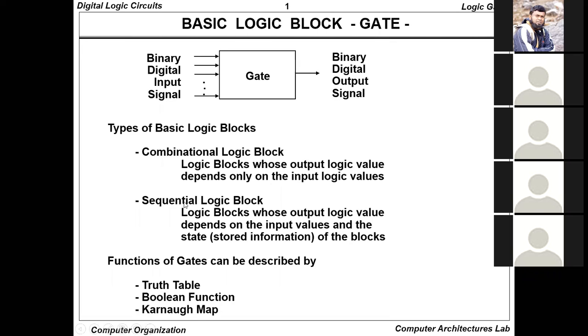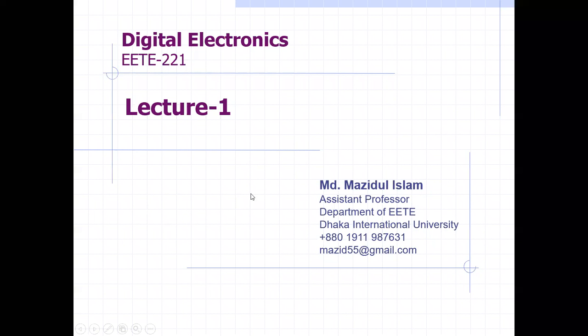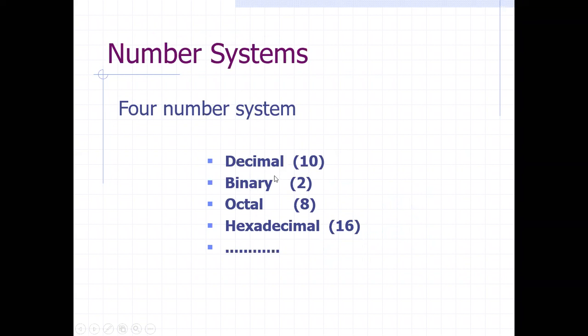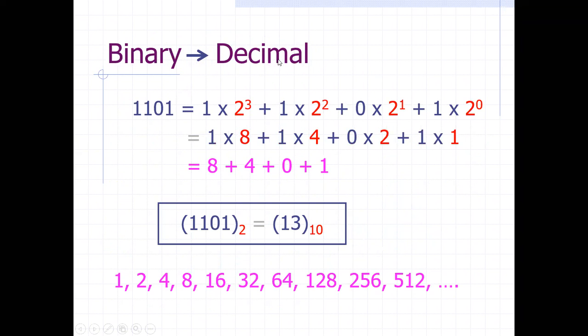Now today we complete another part of our previous class, the number system. We already know the number systems: decimal, binary, octal, hexadecimal. We also know the conversion: binary to decimal is the multiplying system. For binary to decimal, multiply by base 2. If octal to decimal, multiply by 8. If hexadecimal to decimal, multiply by 16. The base powers are 0, 1, 2, 3.